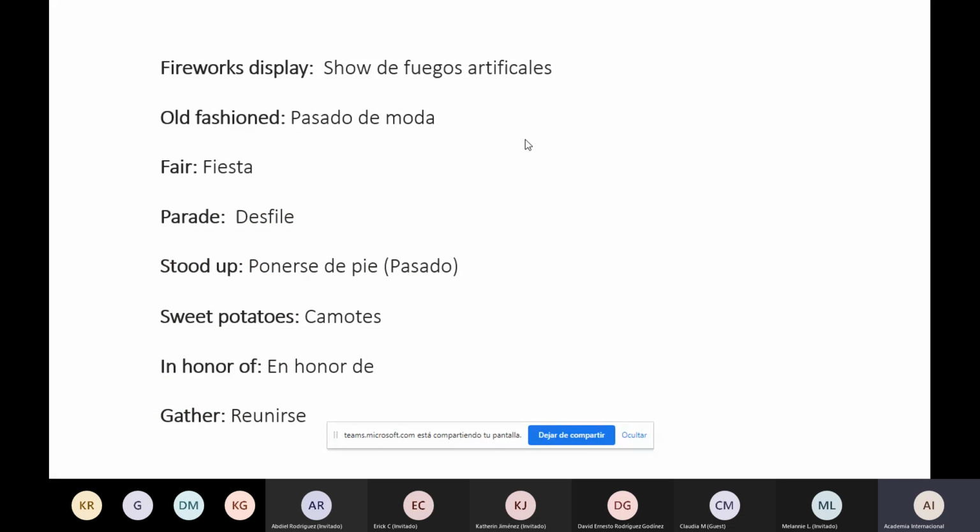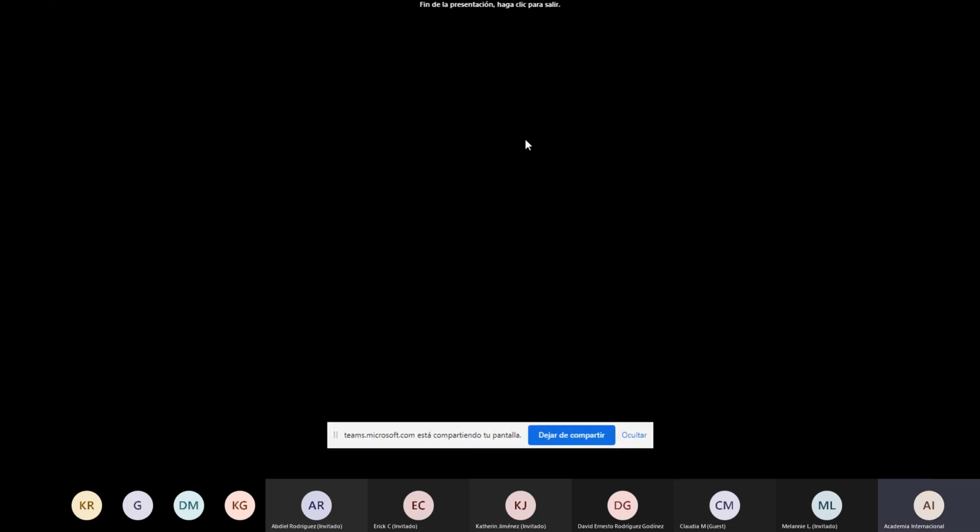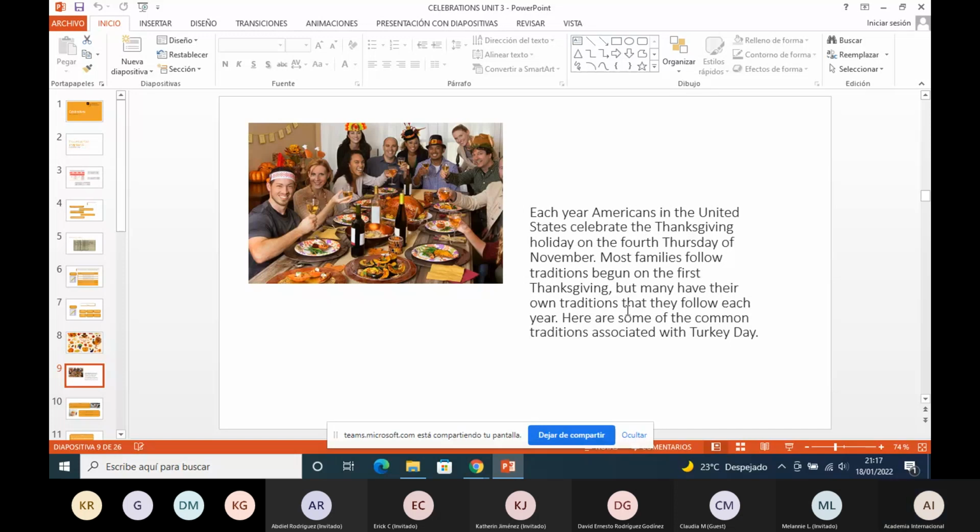Y bueno, acá ya casi termino, solo les dejaba igual este otro vocabulario por si lo desean, ya que en la unidad 3 aparece. Son algunas palabras que saqué, por si no conocen el significado. Fireworks displayed, old fashioned, bird, parade, que es el desfile, stood up, sweet potatoes, in honor of, and gather, que es en este caso reunirse. Siempre les saco ahí esas palabras que puede ser que las desconozca.